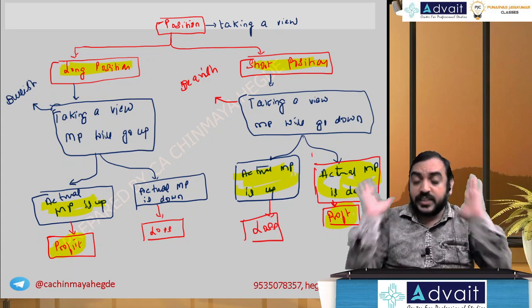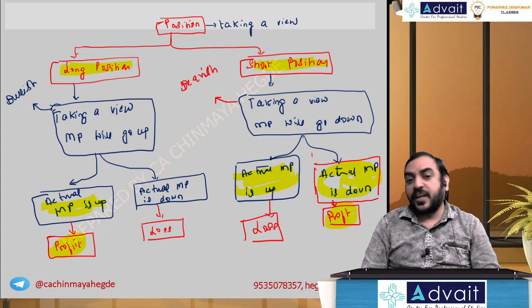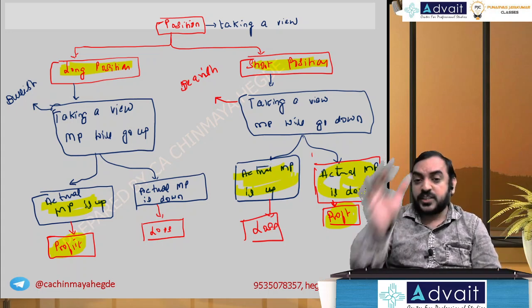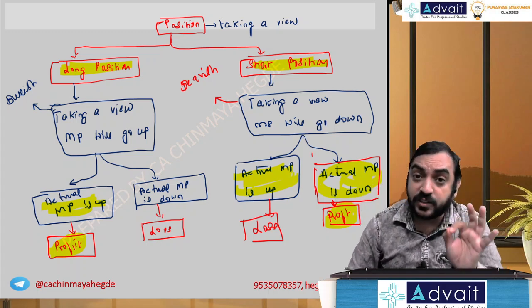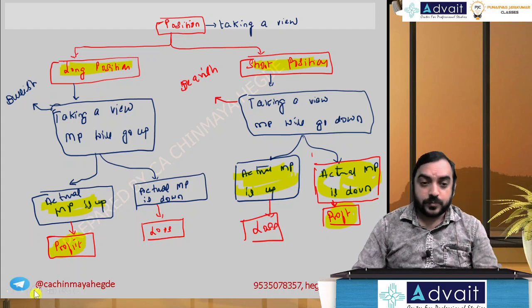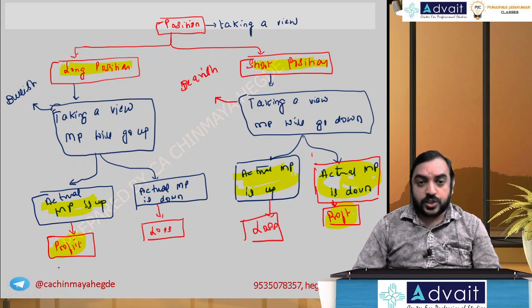But please don't think that. Long position means taking a bullish view, expecting the price to go up. Short position means taking a bearish view, expecting market price to come down. If things happen according to expectation, we make a profit. Otherwise, we make a loss. Okay. What does this long position mean?